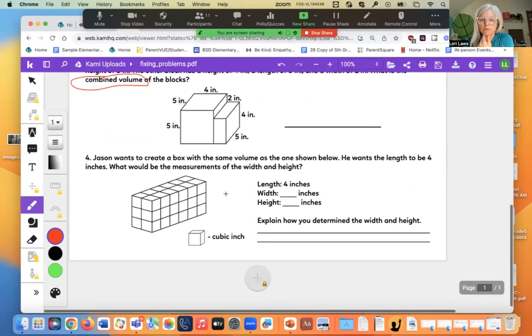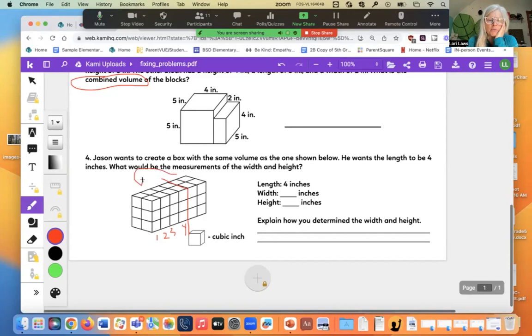Jason wants to create a box with the same volume as the one shown. This one's a little tricky. He wants the length to be 4 inches, but have the same volume. So it's like if you rearranged these boxes and cut off this part right here so that it would only be 1, 2, 3, 4 long. And you rearranged these over here.